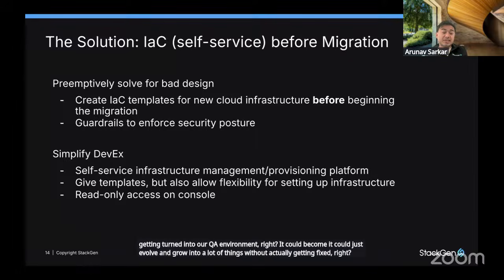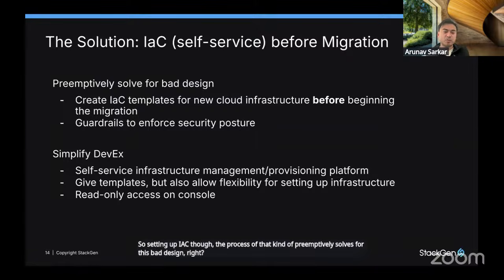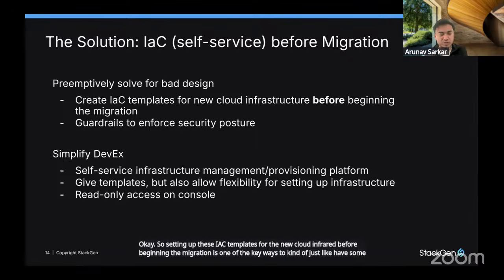So setting up IAC, though, the process of that kind of preemptively solves for this bad design, right? When we set up IAC, we're going to be a little bit more careful about what configurations it actually loads with, right? It's very difficult to be sloppy when setting up IAC without realizing that you're being sloppy with it, okay? So setting up these IAC templates for the new cloud infra before beginning the migration is one of the key ways to kind of just have some sort of control over what's going out there.